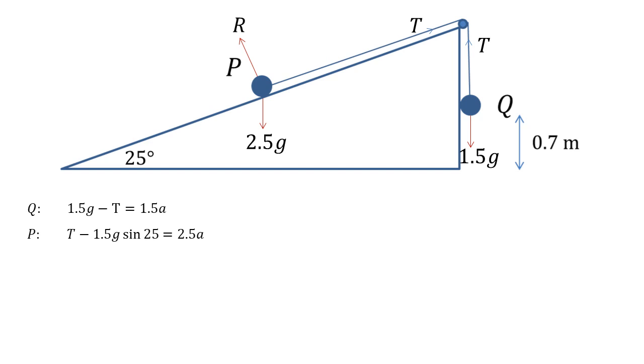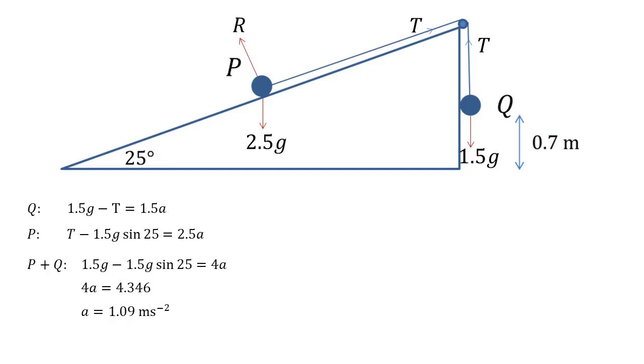Good way to start here, because we've got minus T in the Q part and we've got T in the P part, if we add the P and Q together, those T's are going to cancel. So we'll get 1.5G minus 2.5G sine 25, and that's going to equal 1.5A plus 2.5A, which is 4A. Using G equal to 9.8, working out sine 25 on the calculator, we get that 4A is equal to 4.346. So A, the acceleration of our system, is 1.09 meters per second squared.